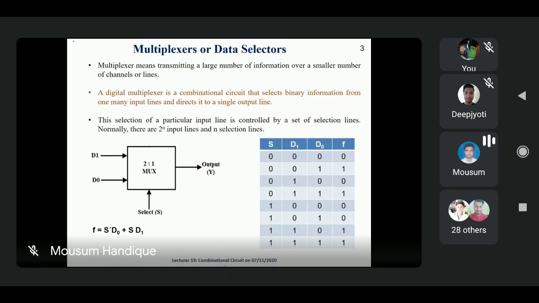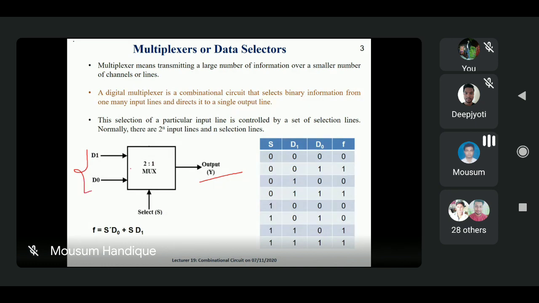Now we can directly go to the multiplexer, or sometimes it is called a data selector. So multiplexer means transmitting a large number of information over a small number of channels or lines. Always remember, when we are constructing the multiplexer, the output is always 1. And a digital multiplexer is a combinational circuit that selects binary information from one of many input lines and directs it to a single output. Here this one is the single output, and this one is the input.